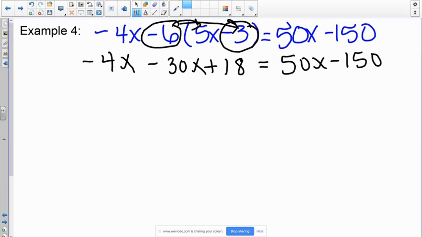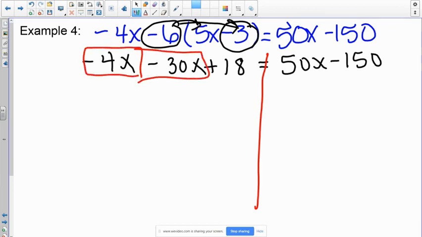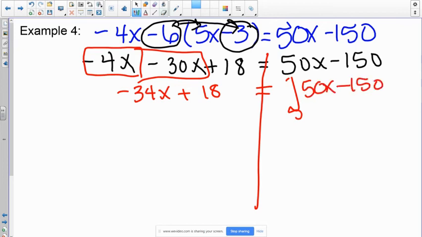Now if I'm looking at this, I'm going to see if I can combine like terms to make my life easier. I'll put my line down. There's already 2 terms over here, so there's nothing I can do. But if I go over here, I notice there's 3 terms. So that means that when I look at this, I can put together the x's. I can add negative 4x plus a negative 30x together since they're alike, which would make negative 34x plus 18, still equivalent to the 50x minus 150. I'll erase that. It's going a little crazy on me.